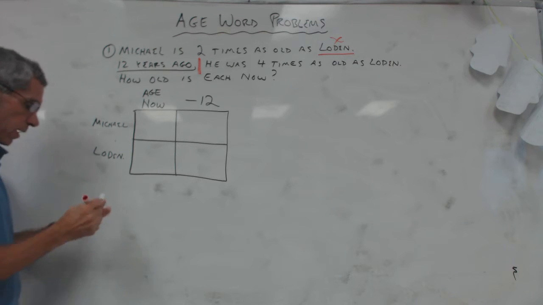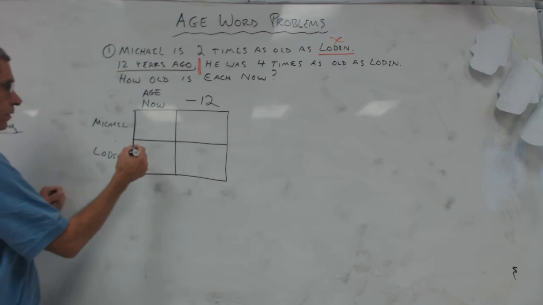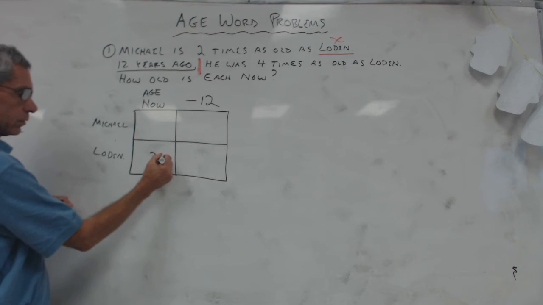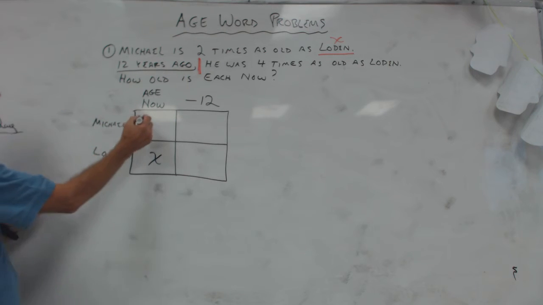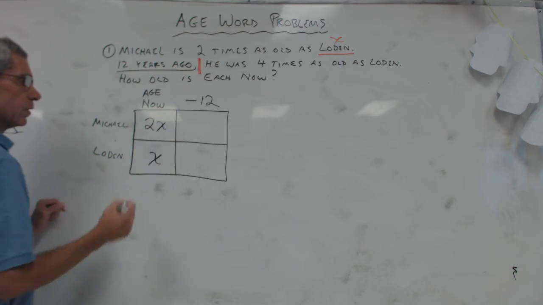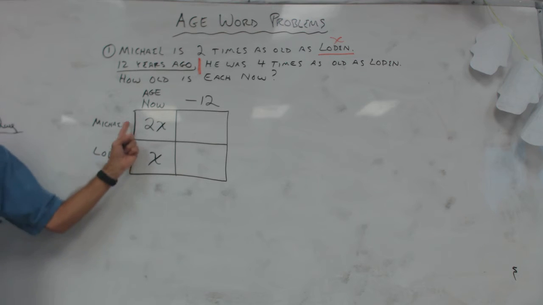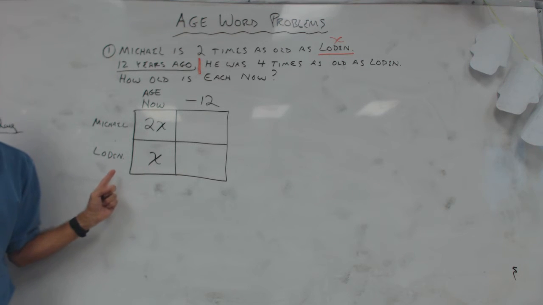And then I'm going to come over to my box, and for London, I'm going to put an X. And then what's Michael? In relation to London, twice that, right? So 2x. All right, so that was easy. That's their age now. Everybody with me on this? Pretty straightforward so far, right?